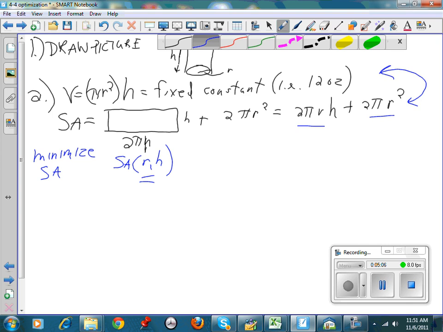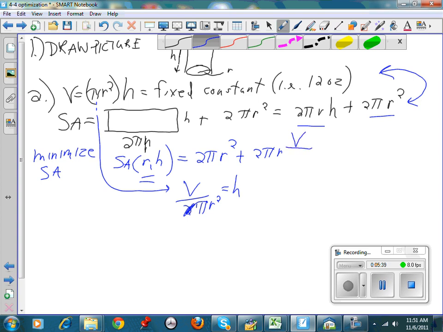So I'm going to rewrite this as 2 pi r squared plus 2 pi r times h. What's h going to be? Well, look up here. If I bring this down, I can see V over pi r squared is equal to h. So what is V? V is a constant. V is not going to change. It's a constant. All right, so there I go.